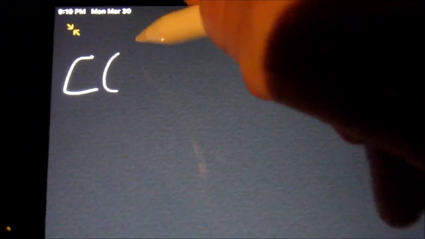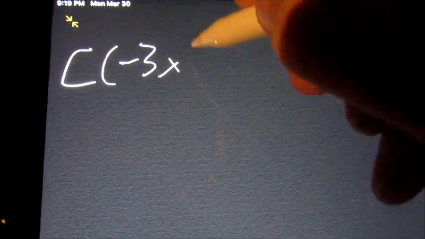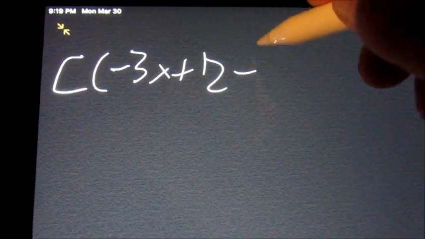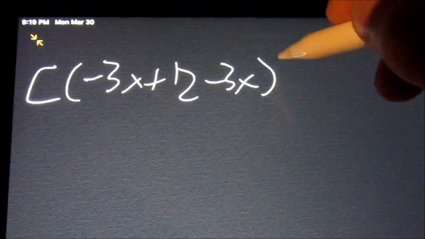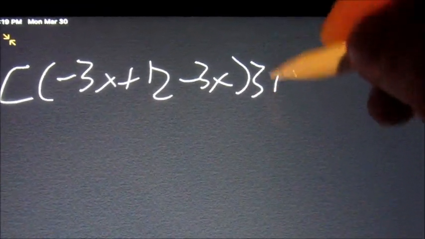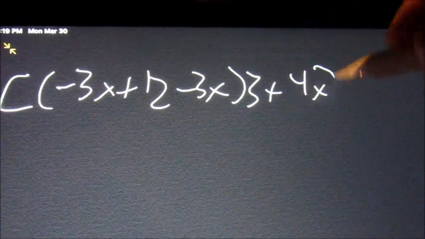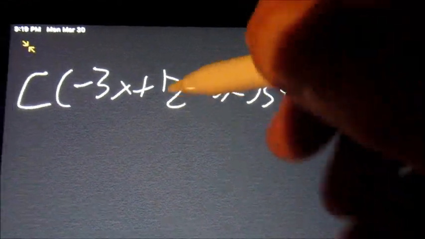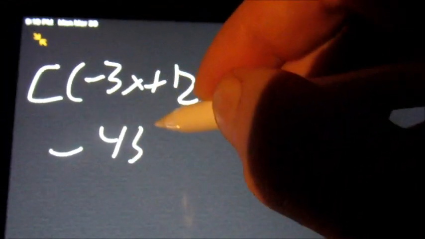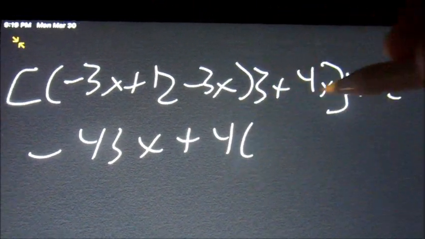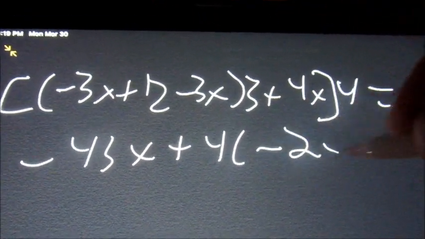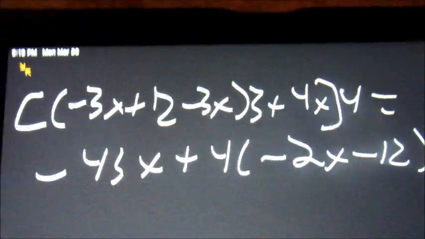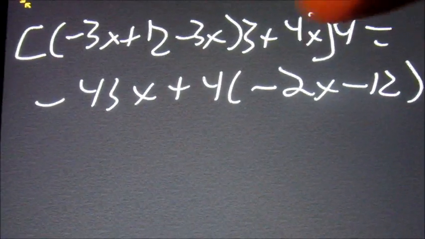Okay, then we're going to have one that is pretty long. So we're going to have a bracket, a parentheses, negative 3x plus 12 minus 3x, close the parentheses, 3 plus 4x, close the bracket, 4 equals negative 45x plus 4, open parentheses, negative 2x minus 12. So I'm going to do the top part here.